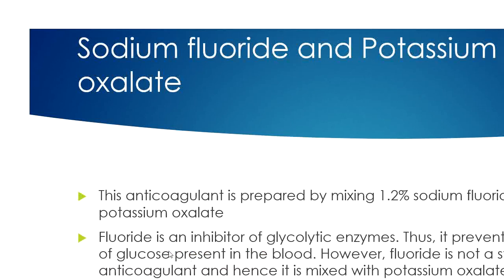Here is another combination, sodium fluoride and potassium oxalate. Potassium oxalate is the anticoagulant and sodium fluoride is used to stop the glycolysis process. This anticoagulant is prepared by mixing 1.2% sodium fluoride with 6% potassium oxalate. Fluoride is an inhibitor of glycolytic enzymes, thus it prevents breakdown of glucose present in blood.